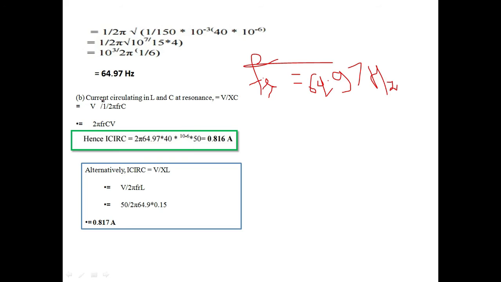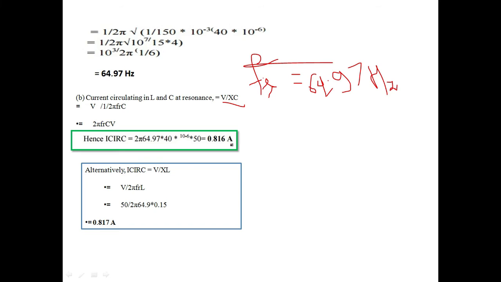Then we move towards the current circulating in the inductor L and capacitor C at resonance. The current is V upon Xc, that is, voltage upon the capacitive reactance. Therefore V upon 1 over 2 pi f r C, which is 2 pi times the operating frequency 64.97 times the capacitance 40 into 10 raised to minus 6 times 50 volt.